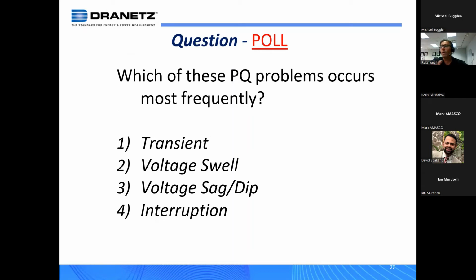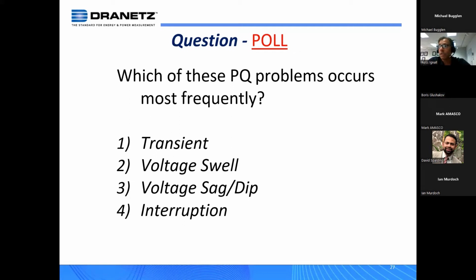So you can see the question is, which of these PQ problems occurs most frequently? So please cast your vote here. We'll give it a couple seconds. Is it a transient, which is a very fast change in the voltage? Is it a voltage swell, which is an increase in voltage? Is it a voltage sag or dip, which is a decrease in voltage? Or is it an interruption?